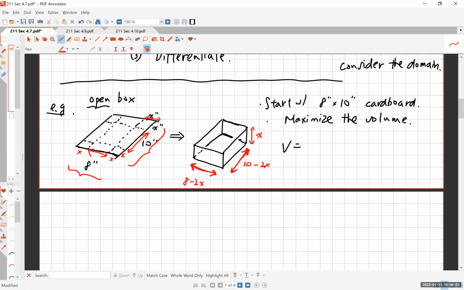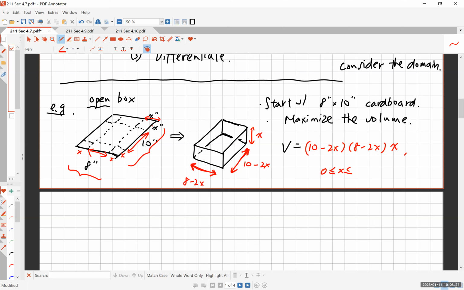All right, so the volume, which is the function to be maximized or quantity to be maximized, is 10 minus 2X squared, 8 minus 2X squared times X. Okay, it's basically the width times the length times the height. Of course, I can simplify this. But before we go any further, let's think of the domain of this function.